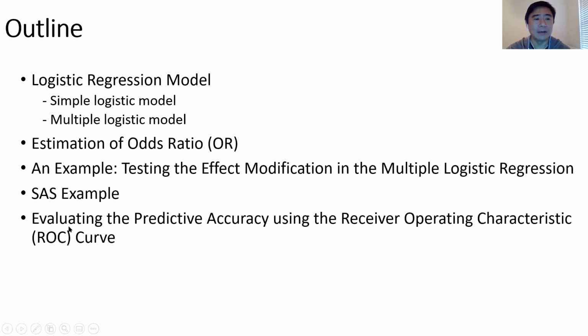And at the end, I will give one specific topic, which is how we can use the receiver operating characteristic curve, or ROC curve, to evaluate the predictive accuracy after we run a logistic regression model. Basically, the logistic regression model will give you the predicted risk for a certain event. If the event is a disease, then you have a risk for the disease, and we can use the ROC curve to evaluate the accuracy of the prediction based on the logistic regression model. All right.